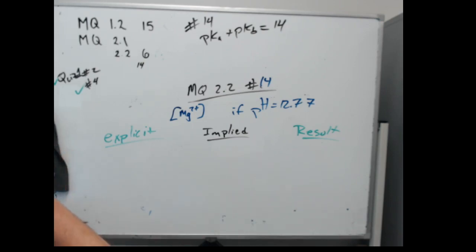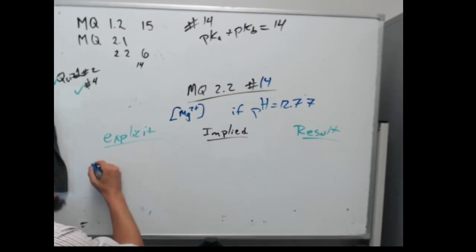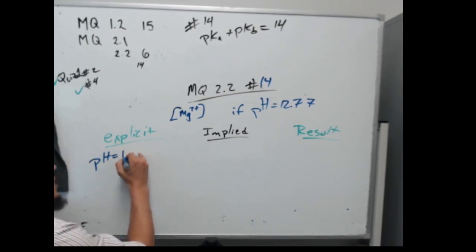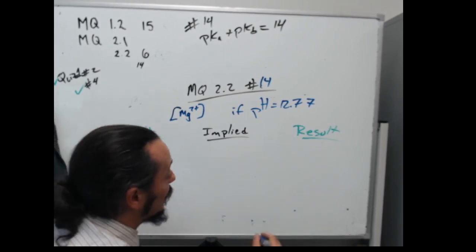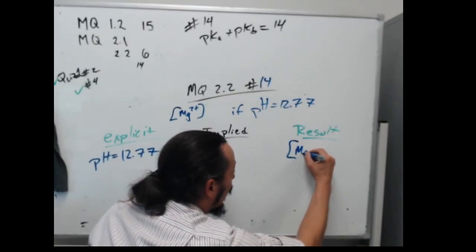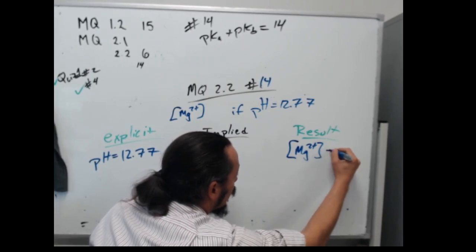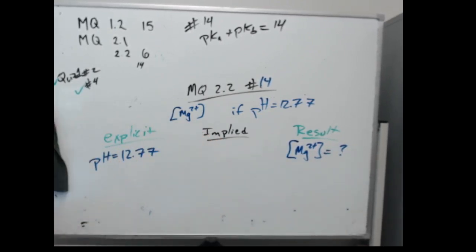So we say, okay, what's the explicit information that we have? We know that we have a pH equal to 12.77. The result we want is our magnesium 2+ concentration. This problem has a lot of implied information. There are several things we have to do in order to get between these two things.